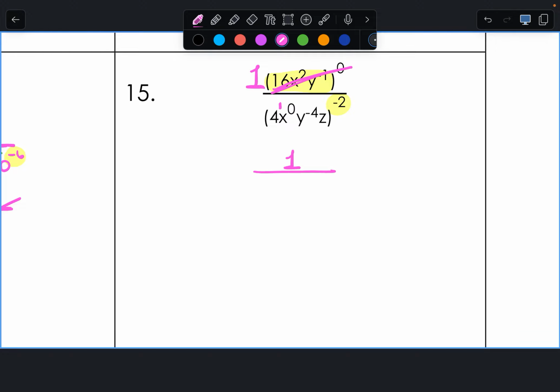So 4 to the power of negative 2. X to the power of 0, which will cancel out. Y to the power of negative 8. And then z to the power of negative 2. So we cancel out the x. Group the 1 in the hole.